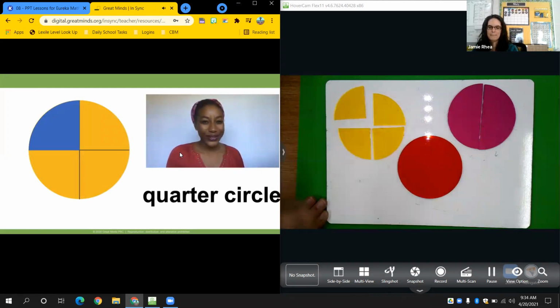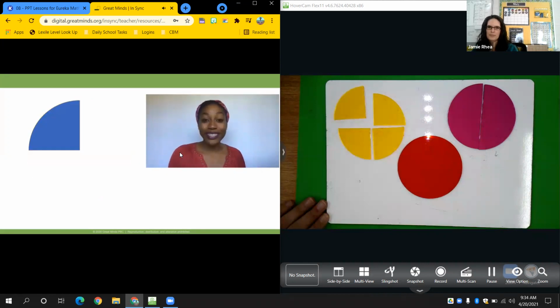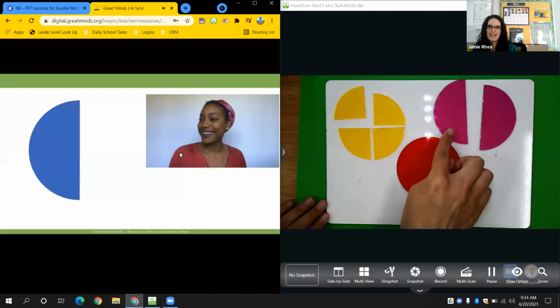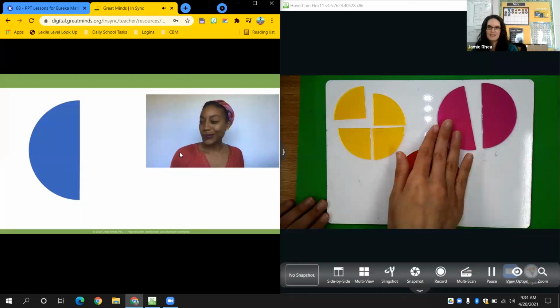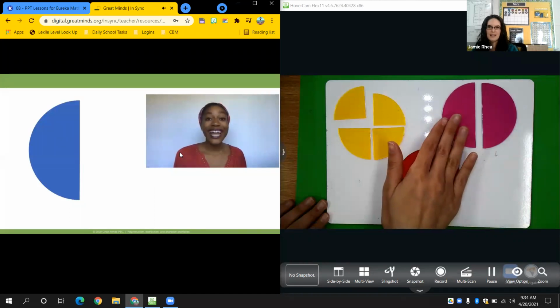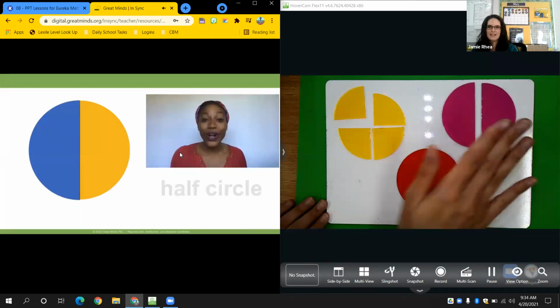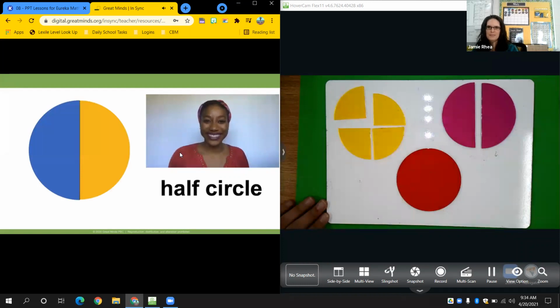If this is called a quarter circle, mathematician, what is this shape called? Half. What could this shape be called? It's half of the circle. We call this a half circle. It comes from a whole circle that got cut in half.